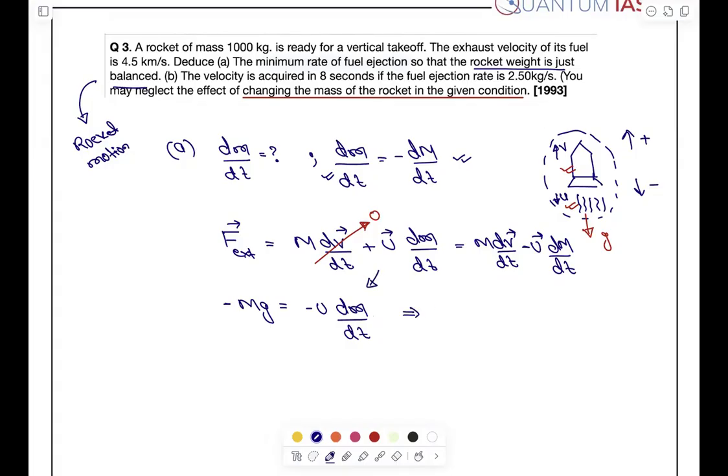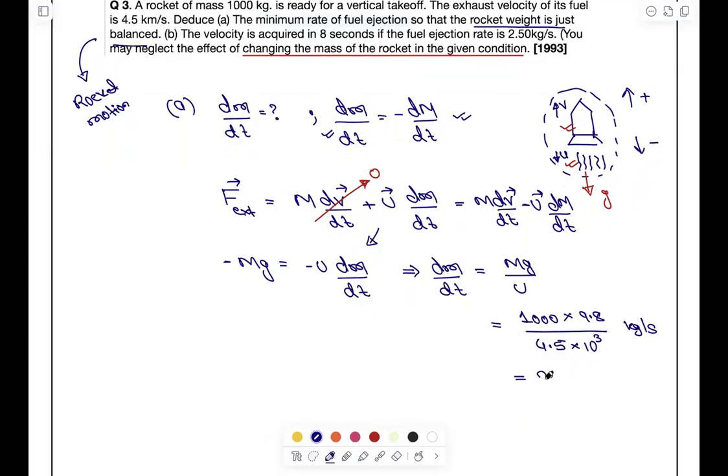So what we need to find out is dm by dt. It will simply become mg upon u. Now put the value. M is given as 1000 kilogram. What is g? We will take 9.8. And what is u given? It is given as 4.5, remember, kilometer per second. So we'll make it meter per second so that we get the values in SI unit. It will be kg per second. Once you solve it, it is coming out to be 2.178 kg per second, right?